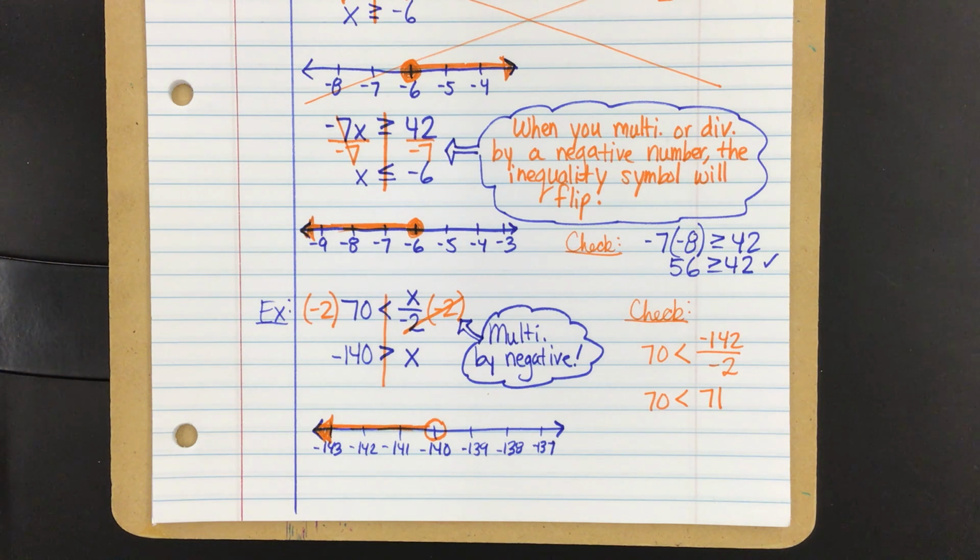Sienna. So what if you multiply by two negative numbers? By two negative numbers, then it would flip twice, which would then put it right back where it was. Yeah.